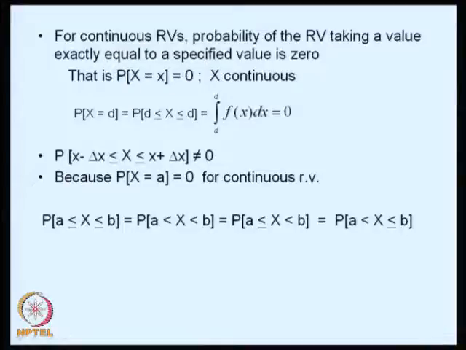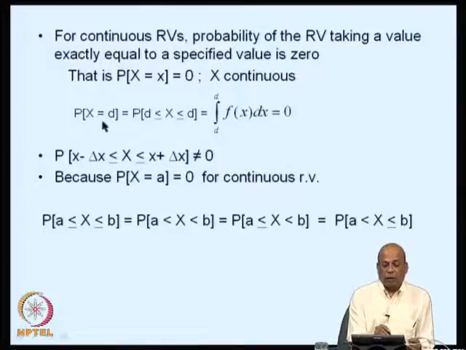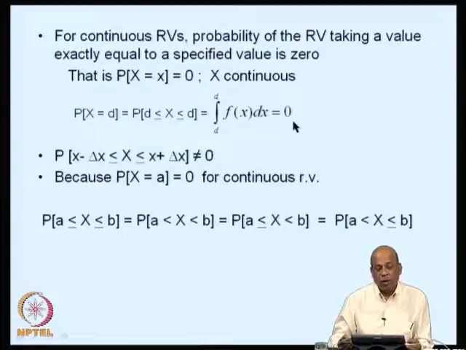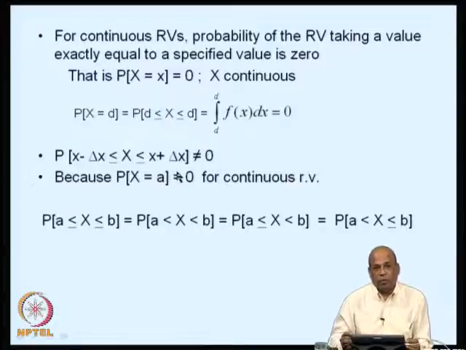Now, for continuous random variables, you must remember that the probability of the random variable taking a value exactly equal to a specified value is 0. That is, the probability of X being exactly equal to x is equal to 0. Let us say we are interested in the probability of X equal to d. We write this as the probability of X being less than or equal to d and greater than or equal to d, which means you are integrating from d to d of f of x dx, which has to be 0. However, in general, the probability of X taking on a value in a small region x minus delta x to x plus delta x is in general not 0.